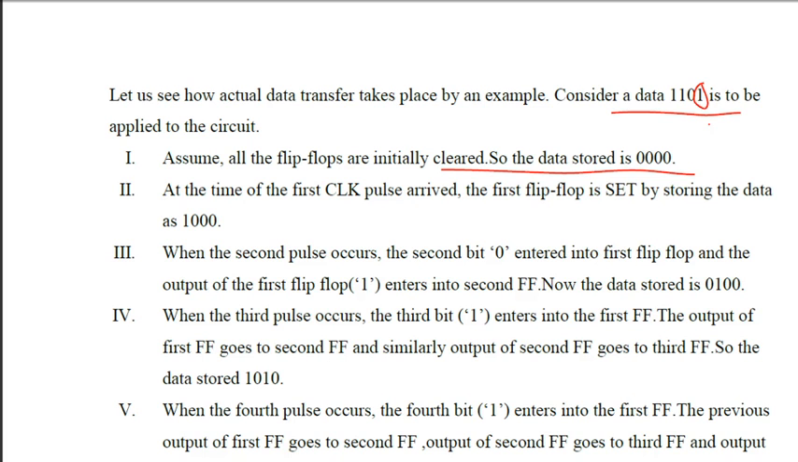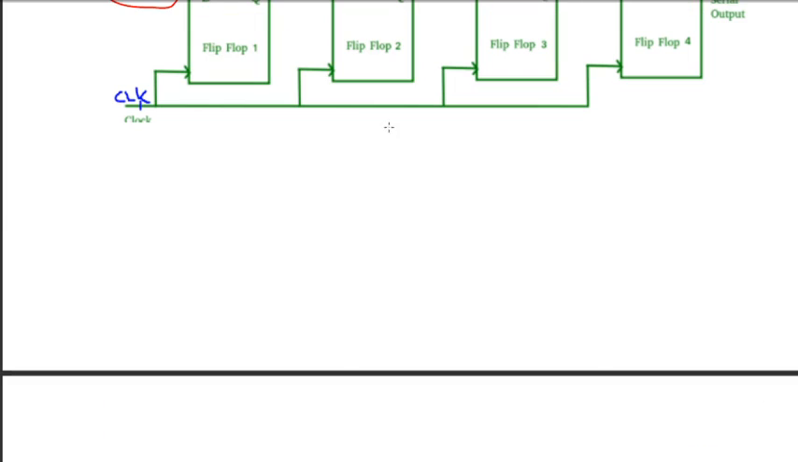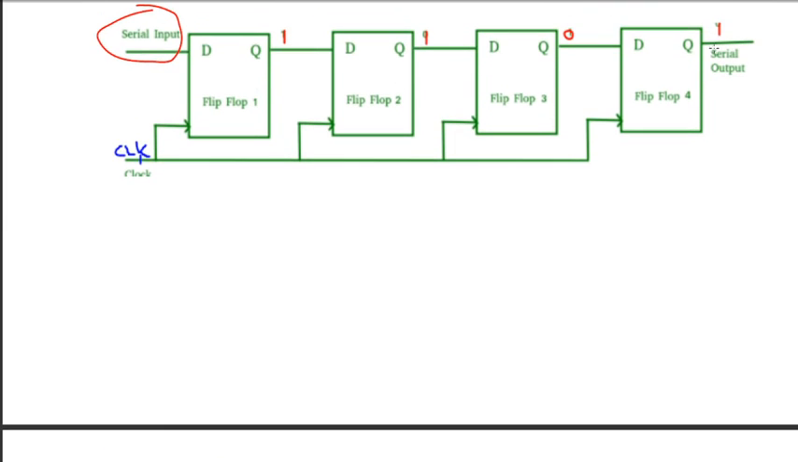That is, the output of the first flip flop will be 1. Initially it was 0 0 0 0, all the outputs are 0. Then we give a 1 here, so this becomes 1 and all others become 0. This is 1, this will be 0, this will be 0, and this will be 0.